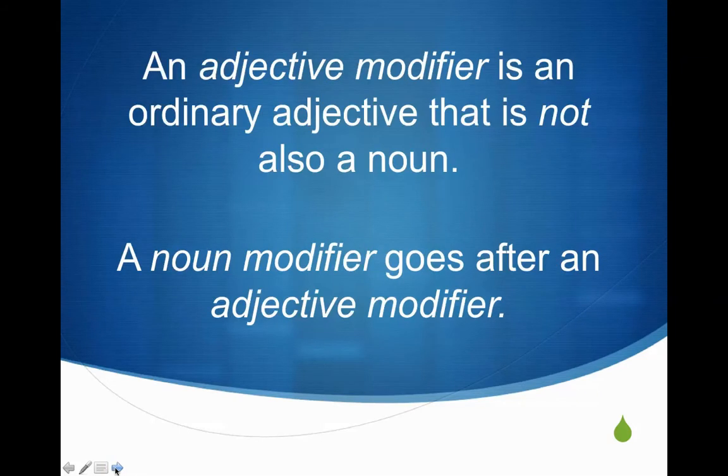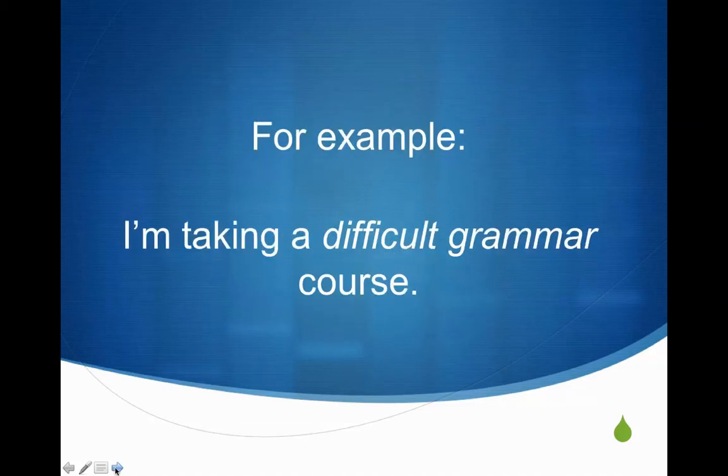Okay, an adjective modifier is an ordinary adjective that is not also a noun. And when you put a noun modifier and an adjective modifier together in a sentence, the noun modifier goes after the adjective modifier. So here's an example. For example, I'm taking a difficult grammar course. Grammar here, like we said, is a noun modifier. Difficult is just a regular adjective, and this goes first and this goes second. The adjective modifier goes before the noun modifier.